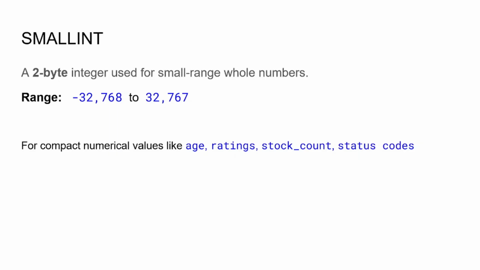If you're dealing with a small range of numbers like age, rating, stock count, status code, it is advisable to use SMALLINT to save memory, because it will be very difficult for a user's age to go above, let's say, 100 years, and also it's very difficult for ratings to go above a certain value, let's say 1,000. Stock counts and status codes are mainly within the range of 100. So in such use cases, it is very necessary to use something like SMALLINT so as to be more efficient.